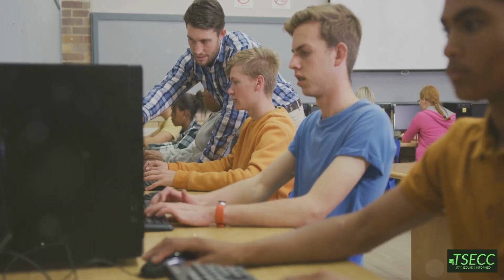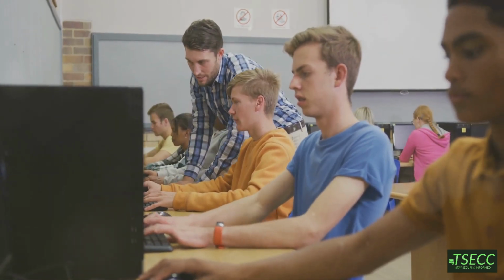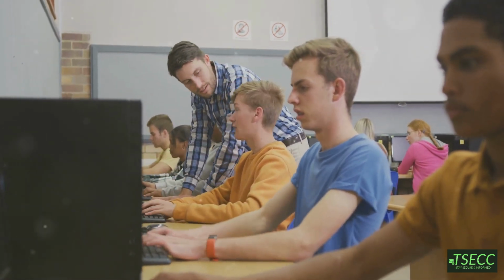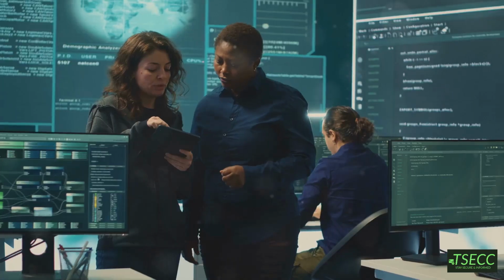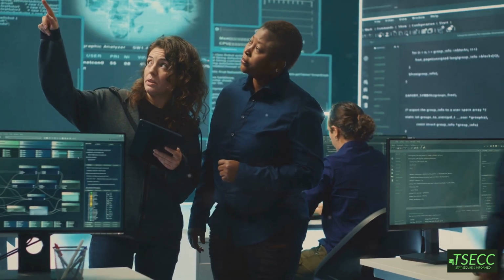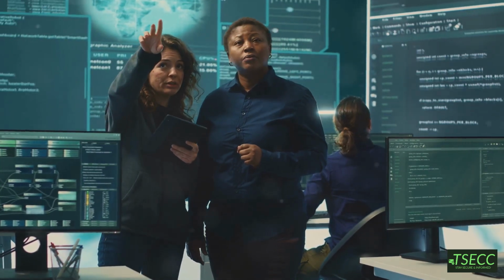Today we're diving into a tool that every IT and cybersecurity student should know about. SIEM. That's Security Information and Event Management. It might sound like a mouthful, but stick with me. This is where all the cool stuff in cybersecurity comes together.